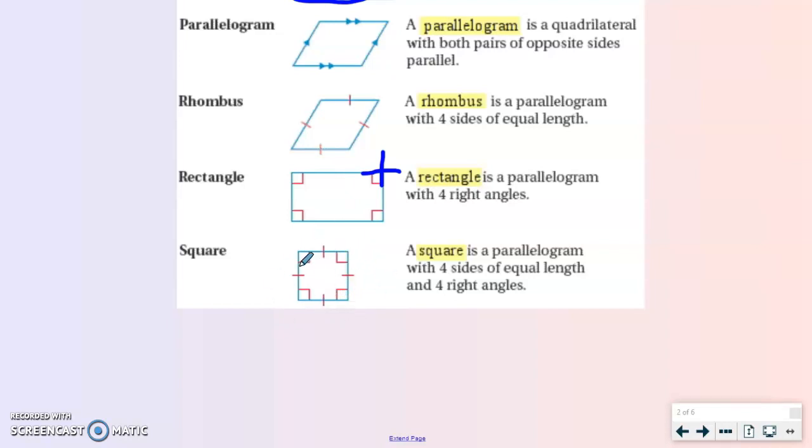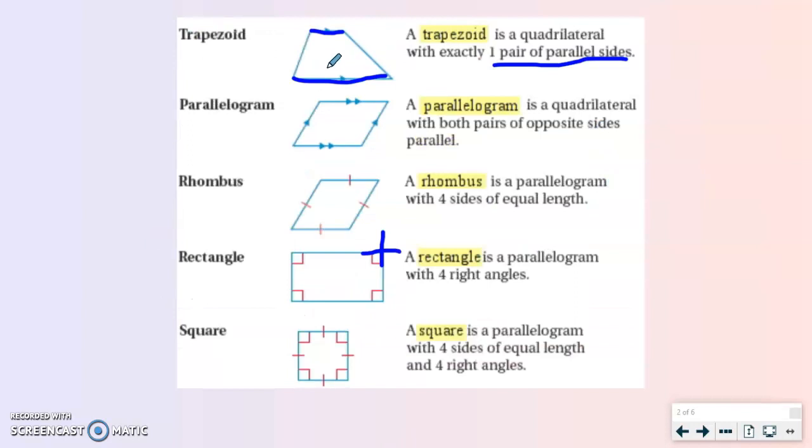We've got the tick marks letting us know that all the sides are equal. And then we also have the boxes letting us know that it has 4 right angles. So a square is a very special parallelogram with 4 equal sides and 4 right angles. And so these are the basic 5 quadrilaterals.